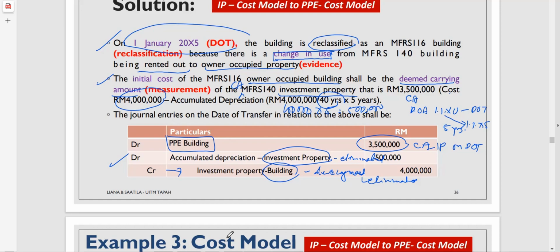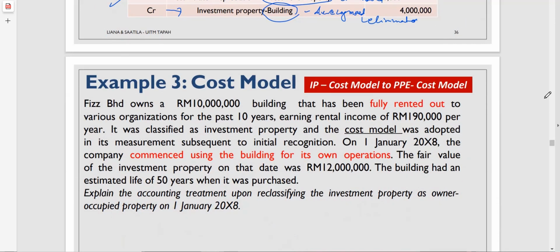So let us look at the next example, example 3, cost model. Under example 3, this is trying to show another cost model application, and what we are going to look at is a company called FAR270. A 10 million building has been fully rented out, so it is an IP, and at the date of acquisition, it was informed that it had been rented out for the past 10 years.